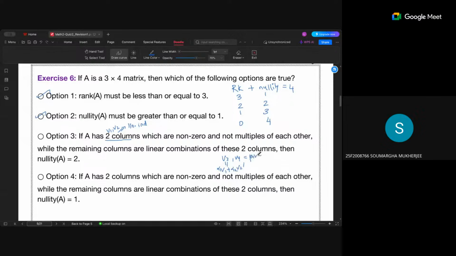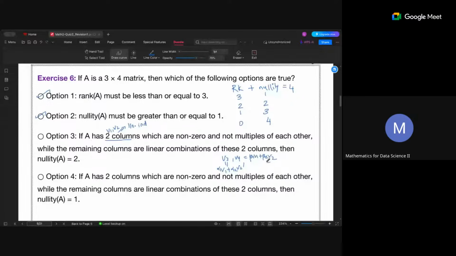But there are 3 rows, ma'am. So it must be V3. They are giving columns, not rows. Oh, sorry, ma'am. Okay. So these are the columns, you see that. So you see that out of the 4 columns, only 2 are linearly independent, right?